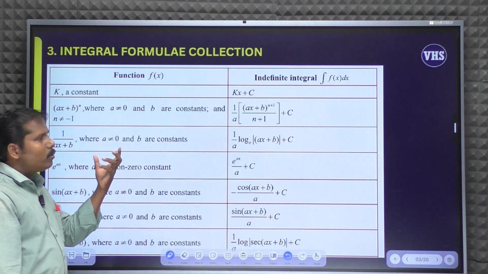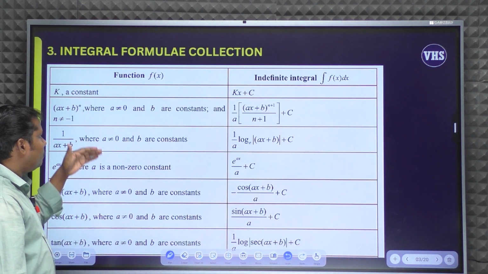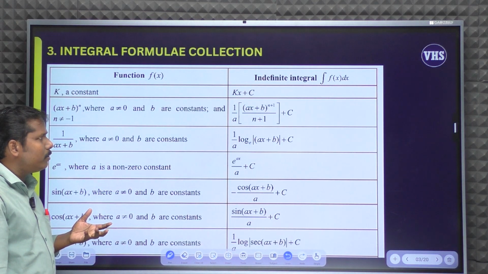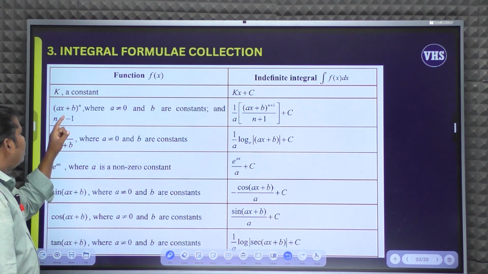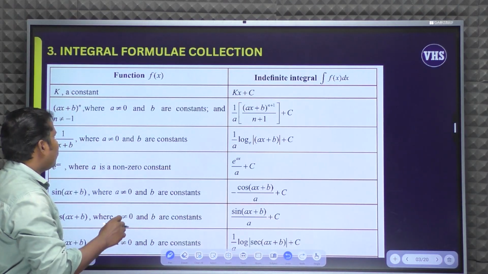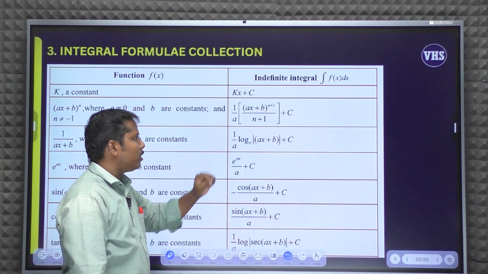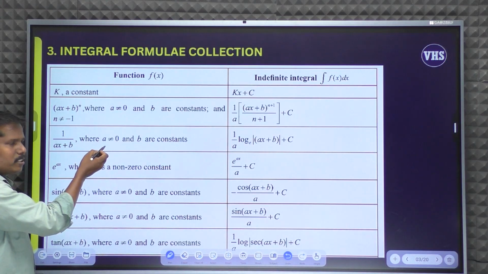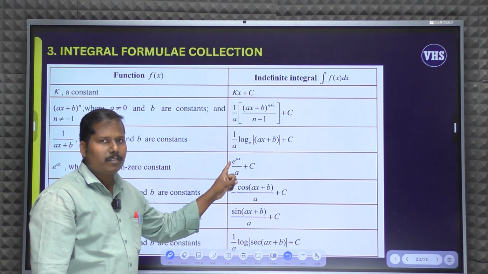Now let us go to the next page. By using the antiderivative concept, these are the important formulas you could have studied in 11th standard. Please recall, without these formulae, it is very hard to go for 12th concept. Once again, you see that the integral of the constant k is kx plus c. Then the integral of (ax plus b) whole power n is (ax plus b) power n plus 1 by a into (n plus 1). The integral of e power ax is e power ax by a plus c.